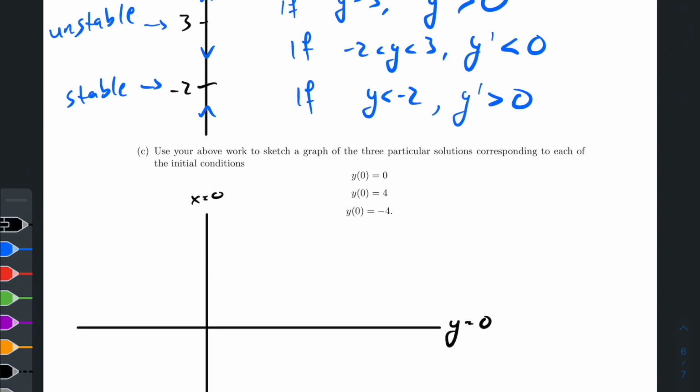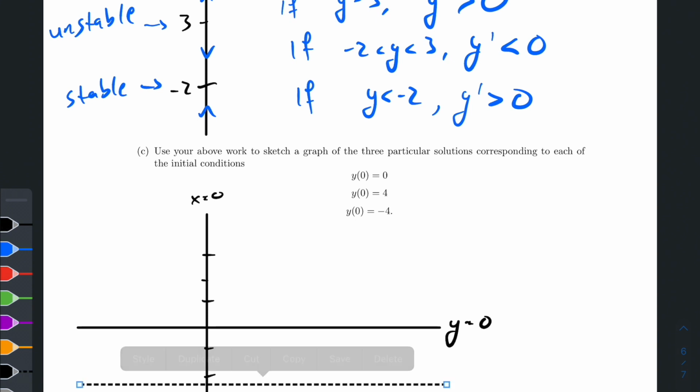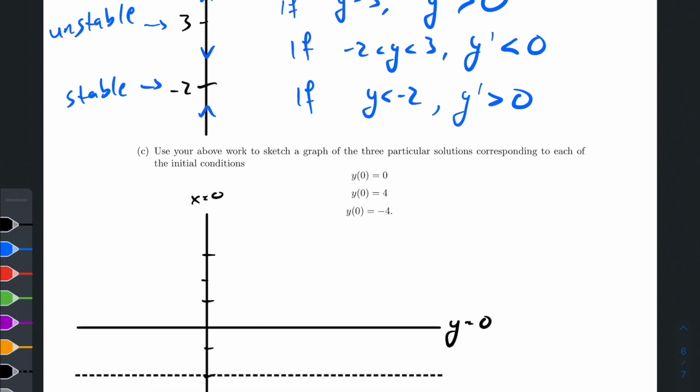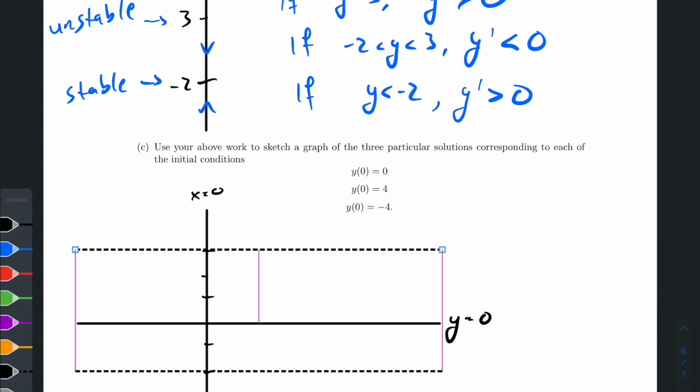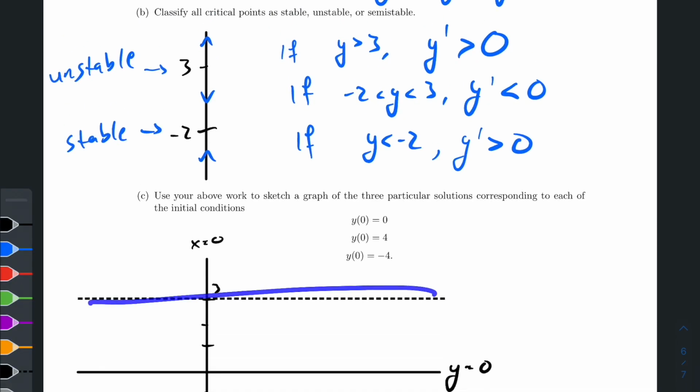Let's see, here is 1, 2, 3, negative 2. So put a little dotted line over here at negative 2, and then a dotted line at positive 3. So here's 3, here's negative 2. And these correspond to our equilibrium solutions. So this right here and this right here, these are your equilibrium solutions, right? Now, what about the solution y of 0 equals 0? So that would mean the solution has to go through the point 0, comma 0.